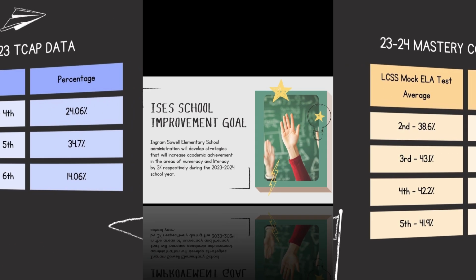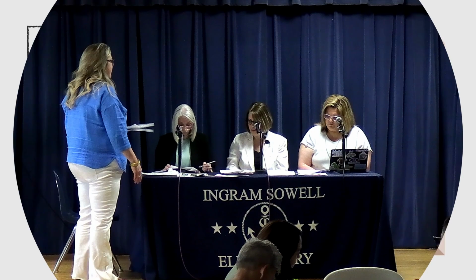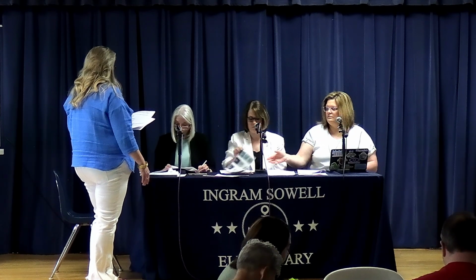33.3%. Our school improvement goal reads that Ingram Sowell Elementary Administration will develop strategies that will increase academic achievement in the areas of numeracy and literacy by 3%, respectively, during our 23-24 school year. As second grade teachers, we play an important role in getting our students ready for third grade instruction. It's time for us to obtain our new learning.